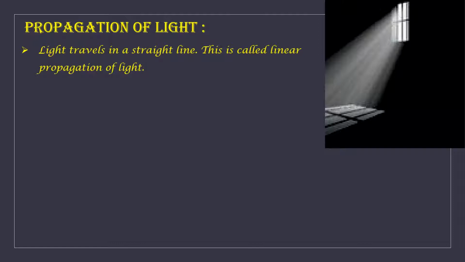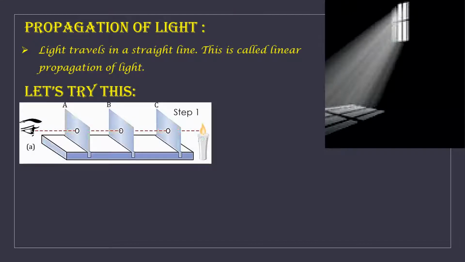Now let's try this to understand the propagation of light. Take 3 cardboards and make a small hole in the center of each cardboard using a thick needle. Then arrange the cardboards in such a way that the 3 holes are in the same line. Then stand a burning candle on one side of the cardboards and look at the flame of the candle from the other side. So do you see the flame? Yes, we can see the flame.